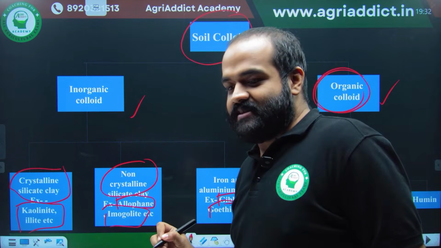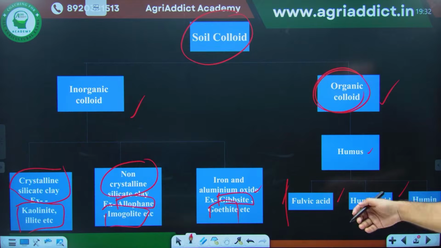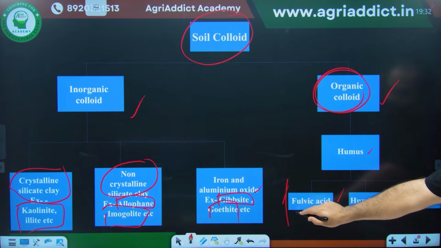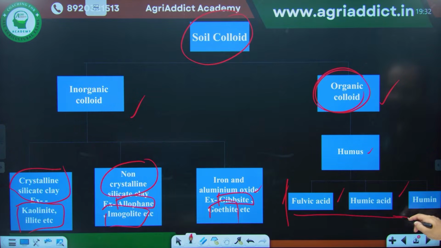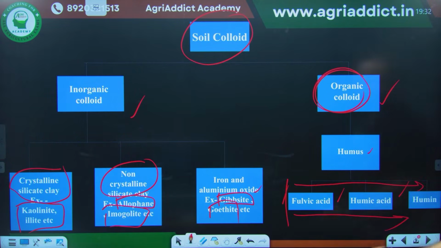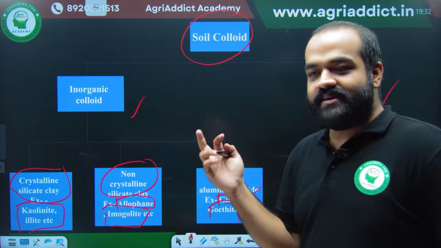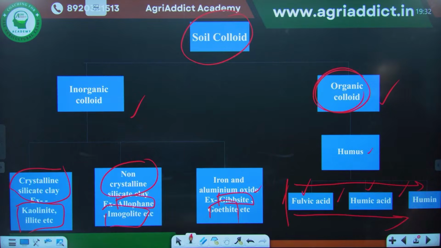Organic colloid has humus, and it is divided into fulvic acid, humic acid and humin, as we all know. Among these three, the molecular weight increases in this direction, and also the persistence in the system, in nature, in soil increases in this direction. Fulvic acid is soluble in water, in acid and in alkali, whereas humic acid is soluble only in alkali, and humin is insoluble. All right, I think this is clear so far.